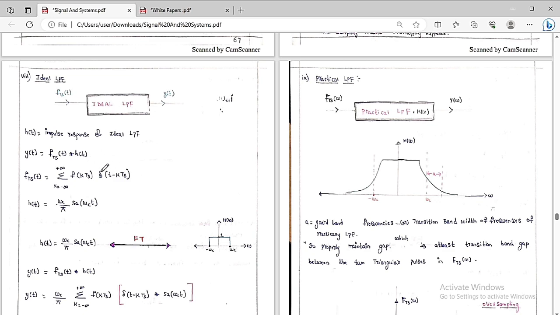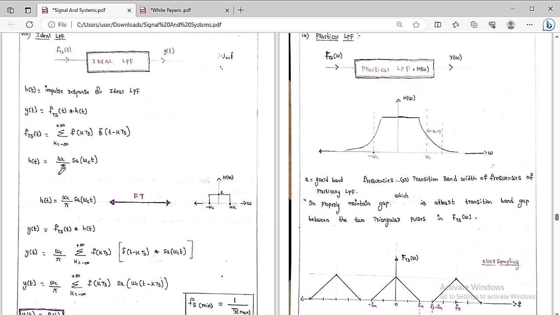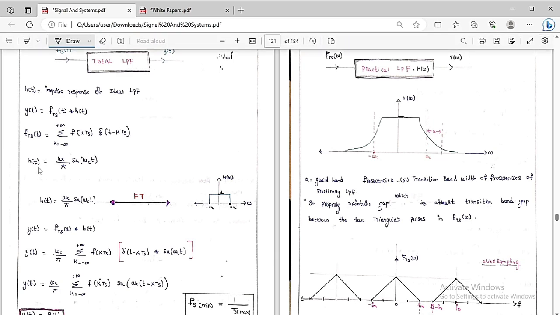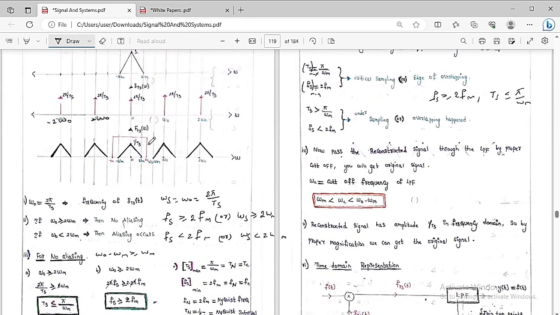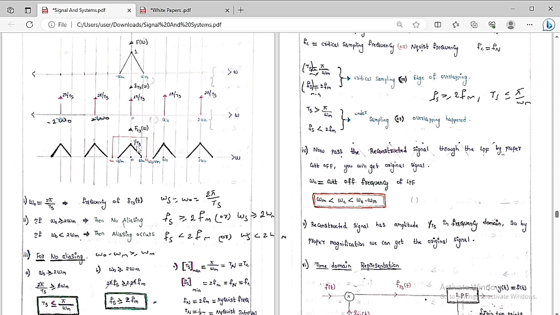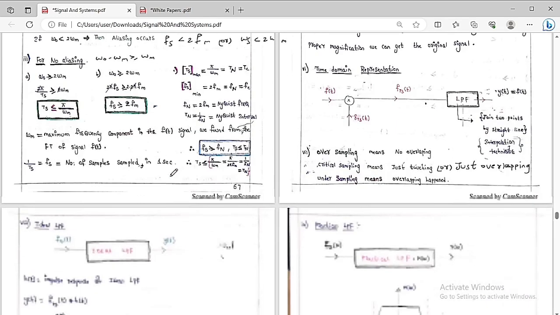For h(t), I've already told you for the ideal low pass filter. So listen carefully. This is the ideal low pass filter, having a peak value of 1, and the total width is 2 omega_c.